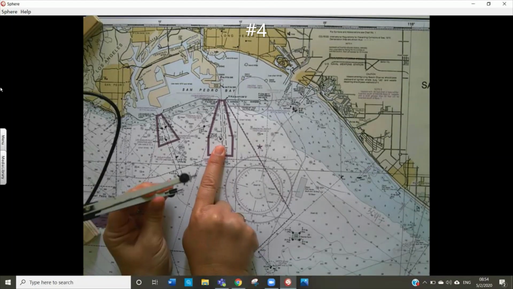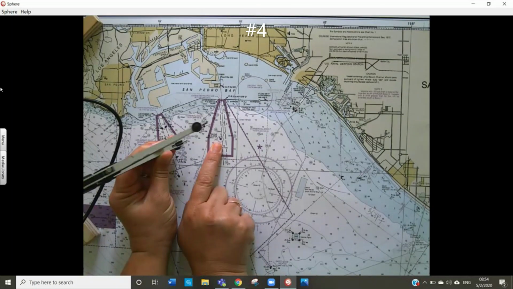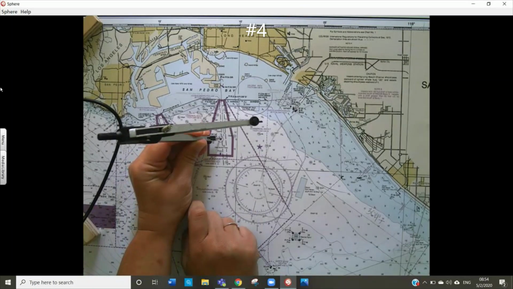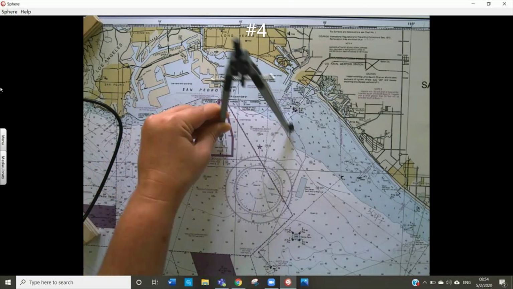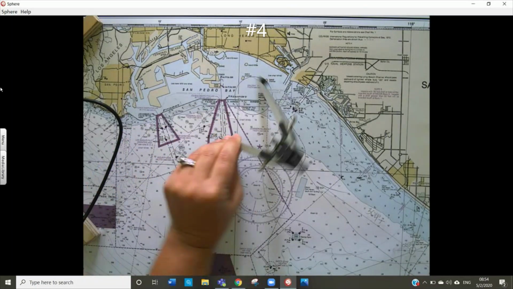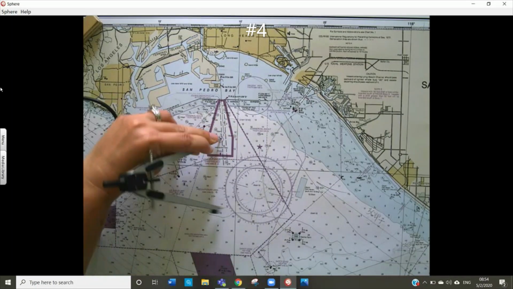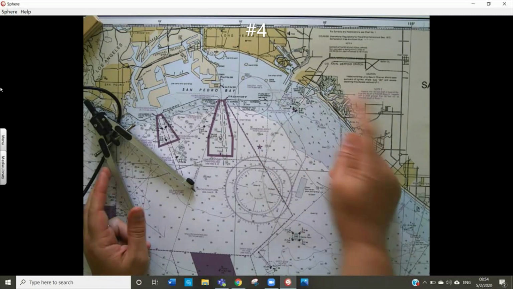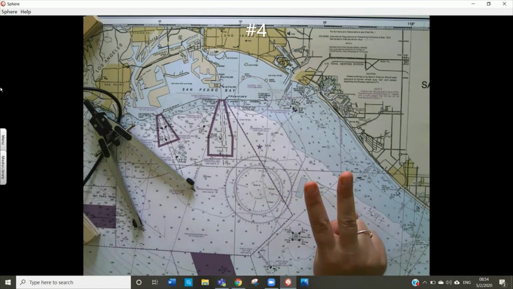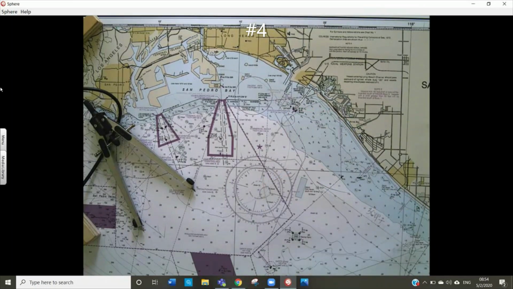Now I'm going to make sure I correctly identify the buoy that I am getting the range from. In this case, it has a Racon, so that would help me identify it. And scribe my line of position. So with this information, I am somewhere along this line and this line. So that gives me two possible positions. I have this position and this position.